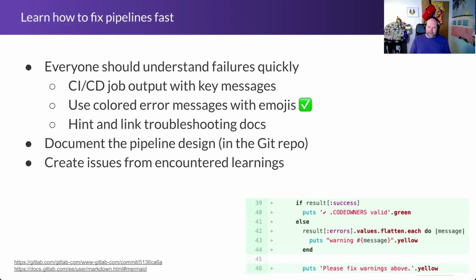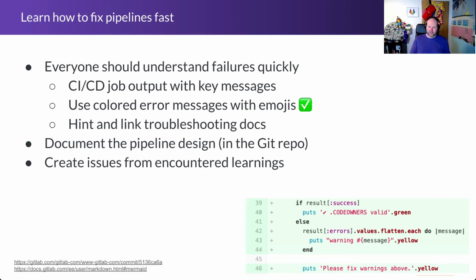Now, as a team action, we also need to learn how to fix pipelines fast. So it shouldn't be the case that only a single person is the DRI, the responsible person for fixing the pipelines. We all should be able to do it on our team. So everyone should understand the failures quickly, and the CI/CD job output needs to use key messages, something which is easy to follow, and say, hey, in this line you made a mistake, and there is an error, and not a stack trace over 2 pages.